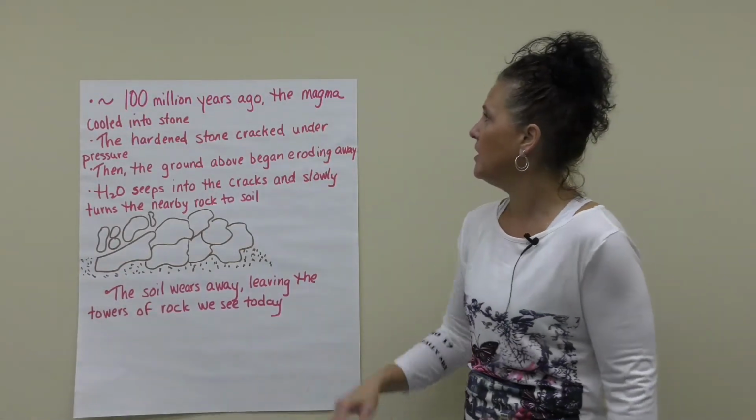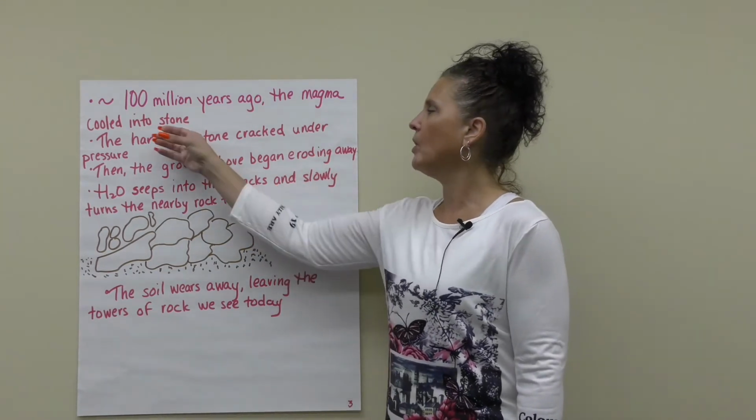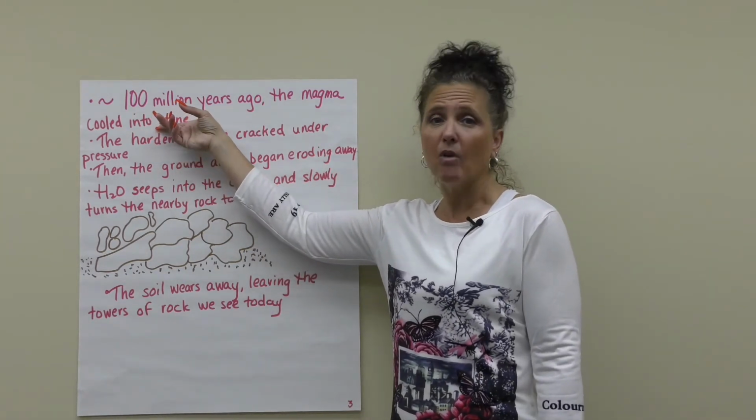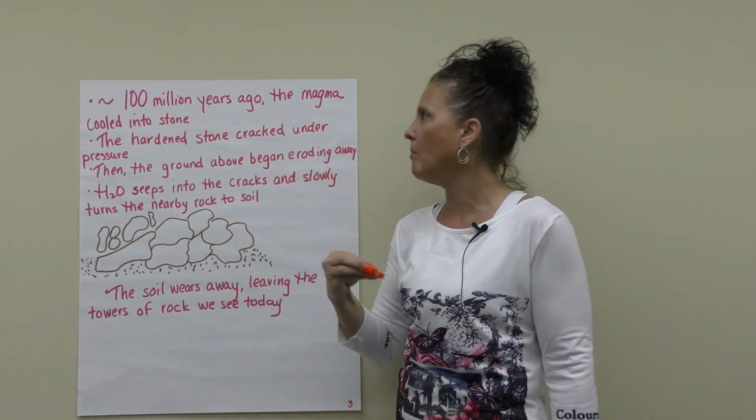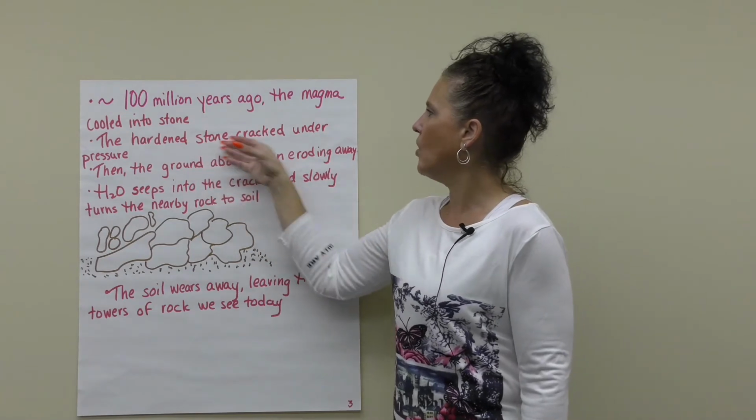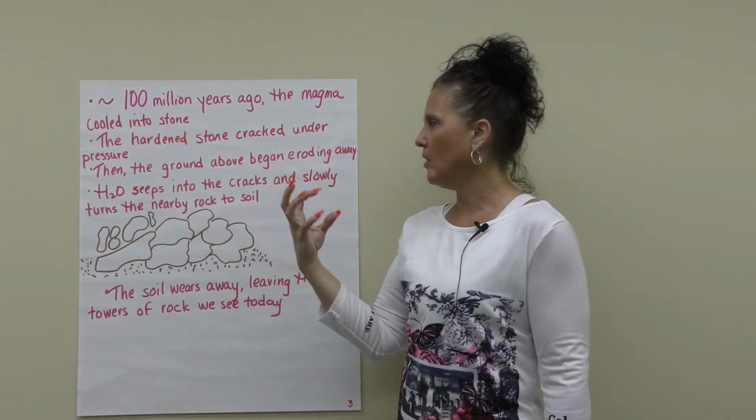About 100 million years ago, the magma started to cool, and it cooled into stone. We call that rock igneous rock. We can look at the types of rock, but that type of rock is called igneous rock, that cooled magma. And then the hardened stone cracked under pressure.